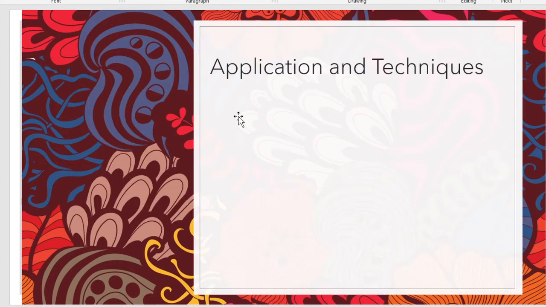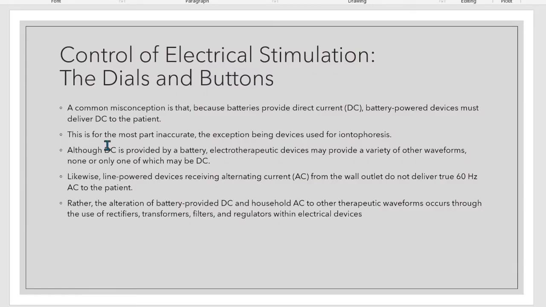So to start, we'll discuss the application and techniques. We have already discussed much about the concept. So today we're going to discuss the techniques on how to apply and how to operate your modalities, especially your electrical stimulator, may it be a functional or neuromuscular electrical stimulator. Control of electrical stimulation: we're going to talk about the dials and buttons found in your modality.